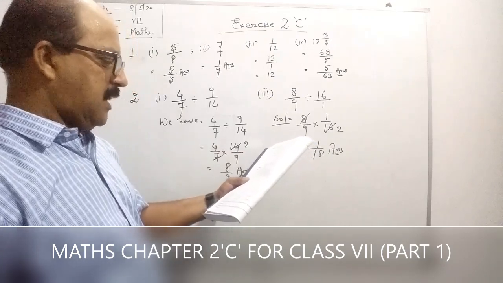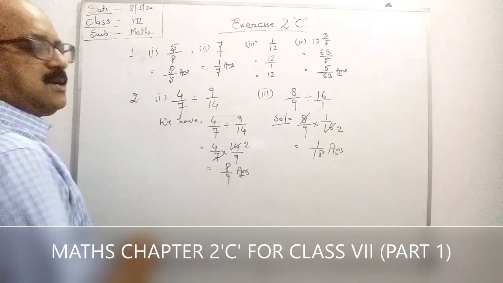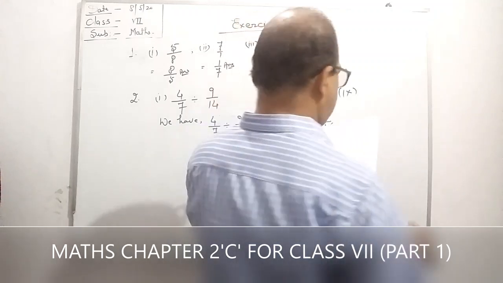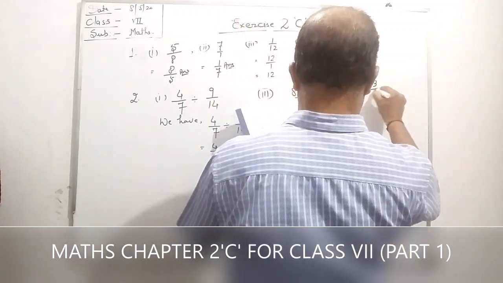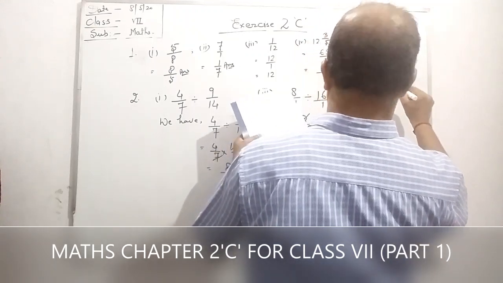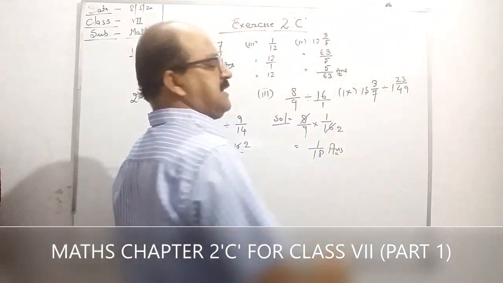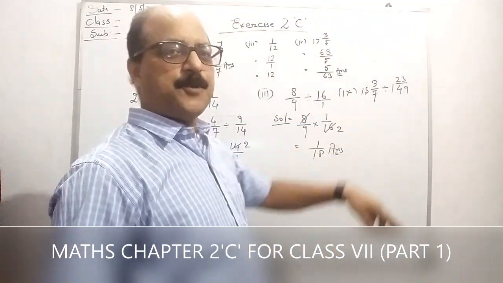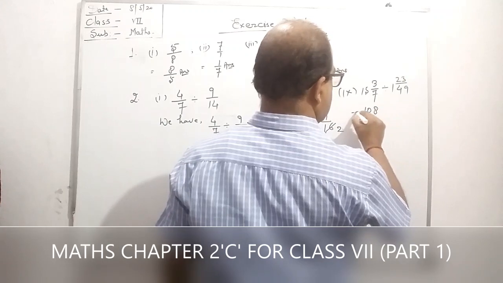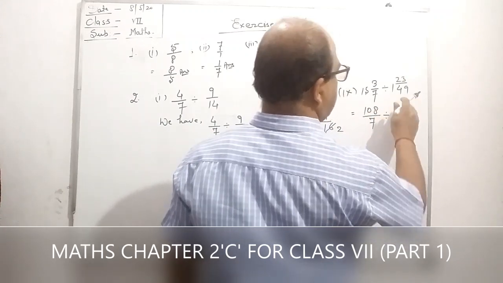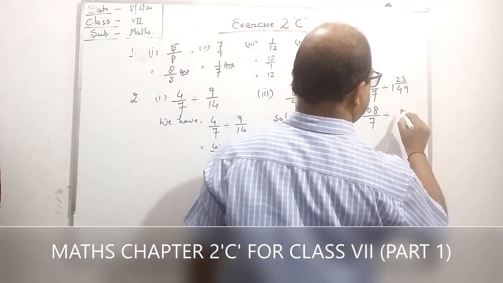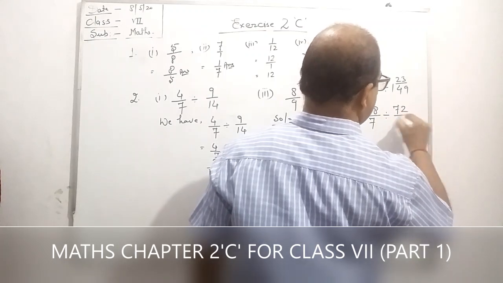The next question is given as a mixed fraction: 15 whole 3 by 7 divided by 1 whole 23 by 49. This mixed fraction changes into an improper fraction. 15 sevens are 105 plus 3 is 108 by 7, divided by 1 whole 23 by 49: 49 plus 23 is 72, so 72 by 49.